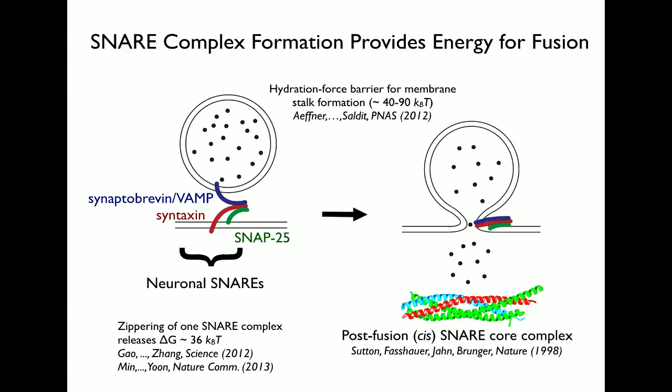to occur. So the point here is that the energy released by one SNARE complex in assembly is in the same order of magnitude as that needed to trigger fusion. So that is why it energetically makes sense to propose this model.